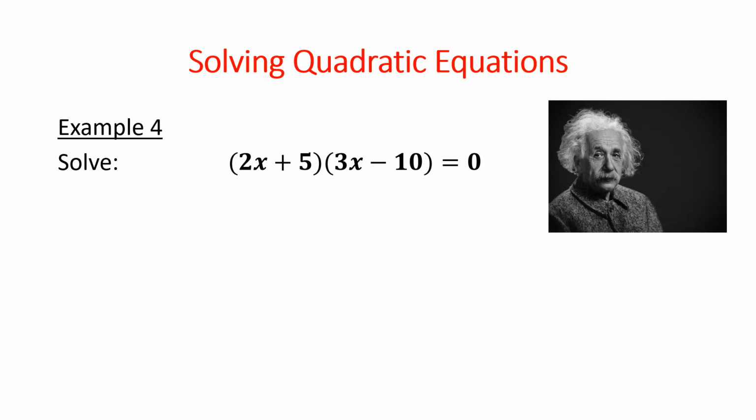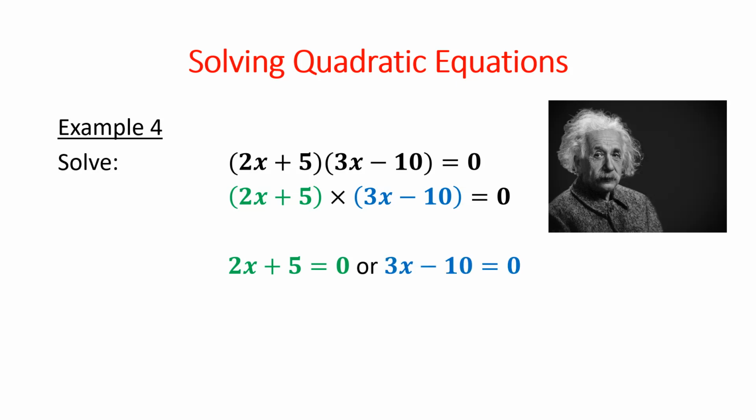All right, let's move on to example 4. How do we solve these quadratics? Notice we've got our first factor, 2x plus 5, and our second factor, 3x minus 10, all equal to 0. All right, so we could say 2x plus 5 could be 0, or the other factor, 3x minus 10, could be 0. Now, when we solve this, this is how I like to do it.